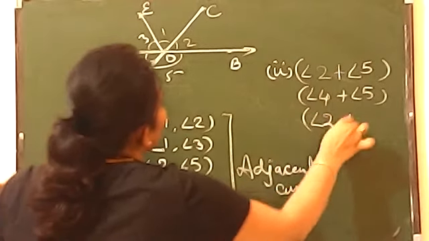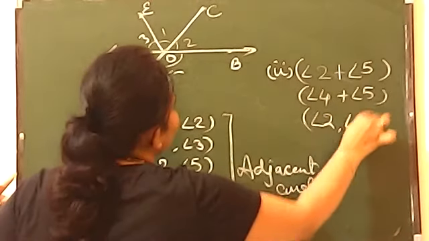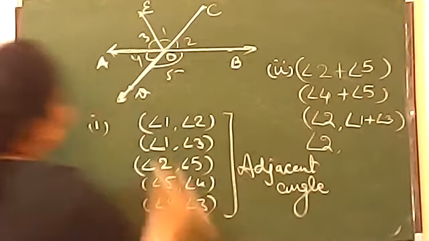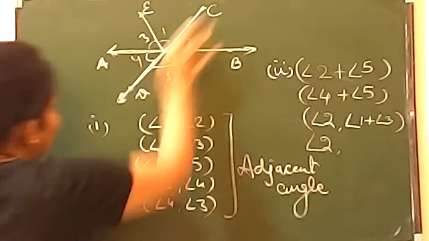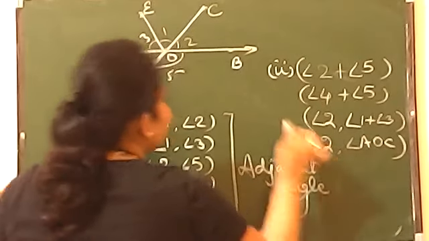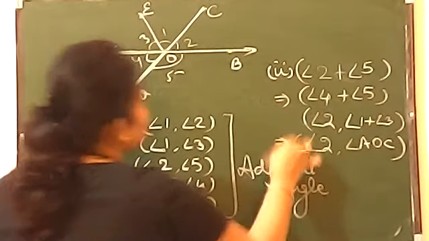Angle 2 and the sum of angle 1 plus 3. So 1 plus 3, you can mention its name. What is the name of 1 plus 3, beta? AOC. So these are all linear pairs.